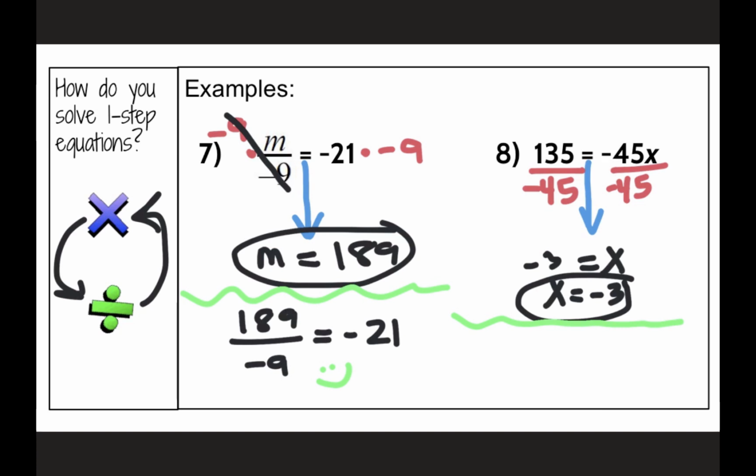So I'm going to take negative 45, plug it in for x. So 135, does that equal negative 45 times negative 3? Yes, it does. Let's go ahead and do example 9 and example 10. The next two examples are going to be real-world problems, where we have two jobs: to write the equation to represent the real-world problem, and then to solve, to find the value of the unknown.